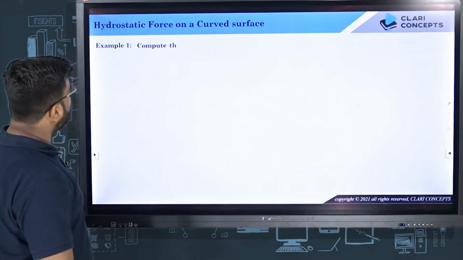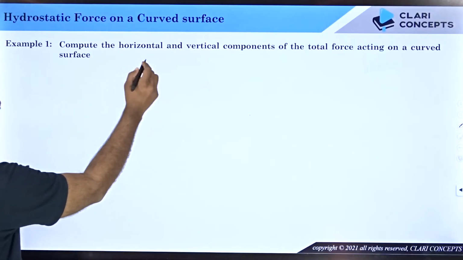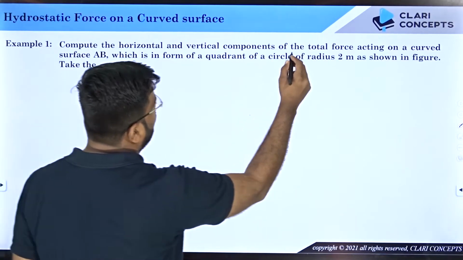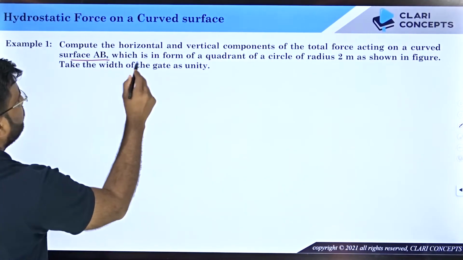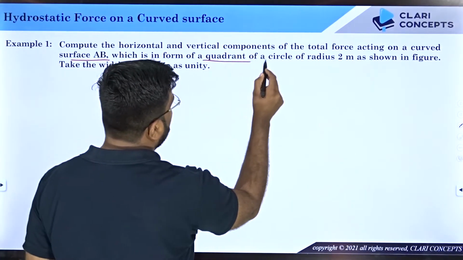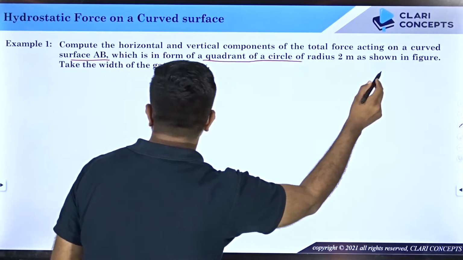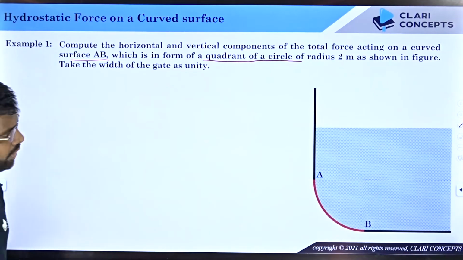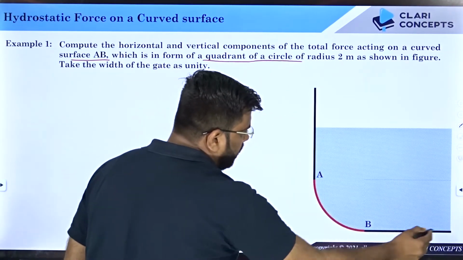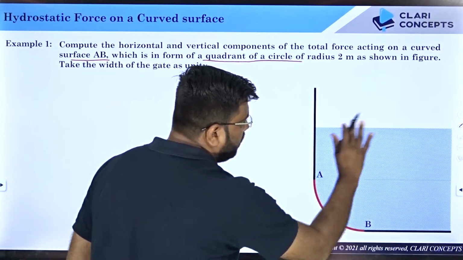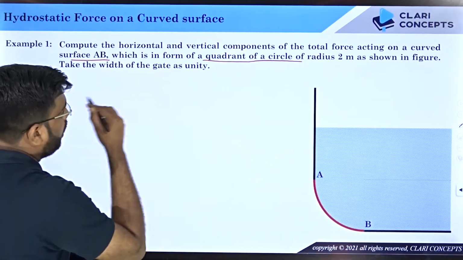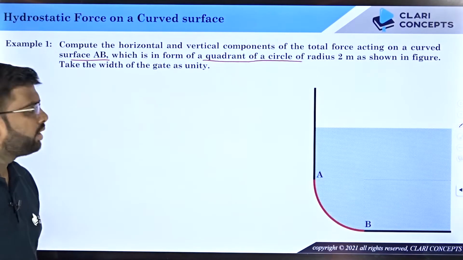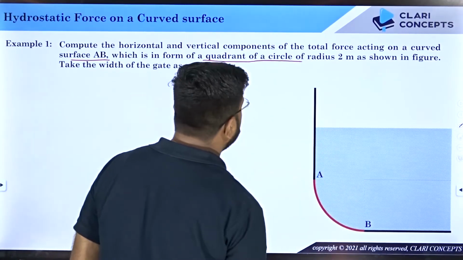The very first numerical we have is: compute the horizontal and vertical components of the total force acting on a curved surface AB, which is in the form of a quadrant of a circle of radius 2 meter, as shown in the figure. So we have this figure, with a round solid boundary and the fluid filled within that. AB is a section which is a quadrant of a circle, so it is 1/4 of the circle with a radius of 2 meter, right?